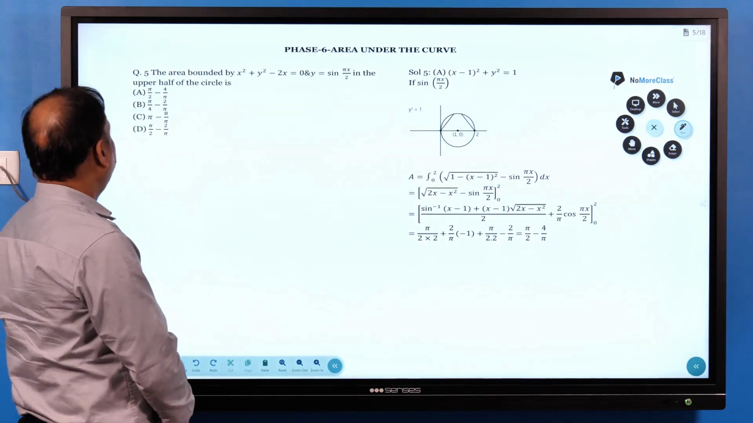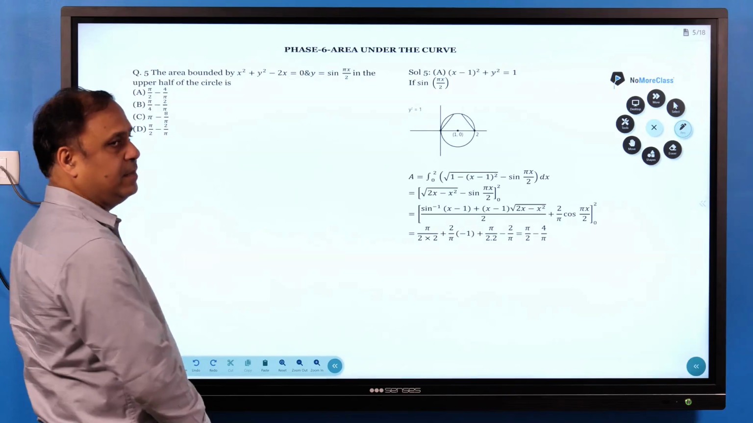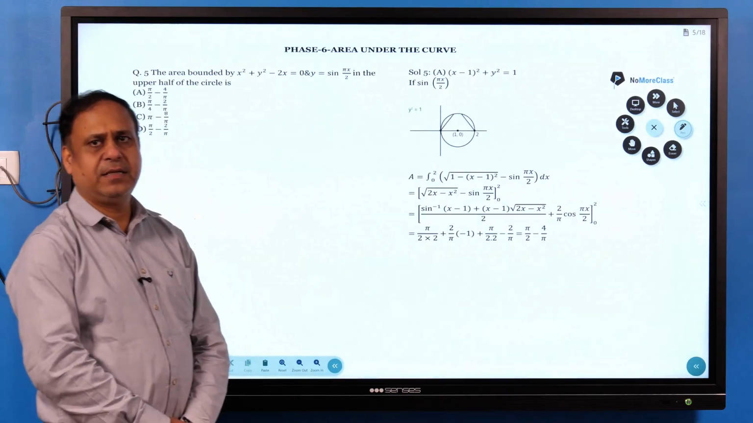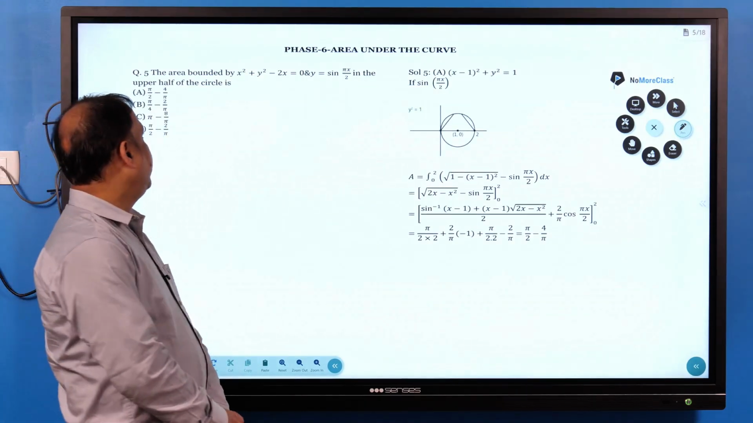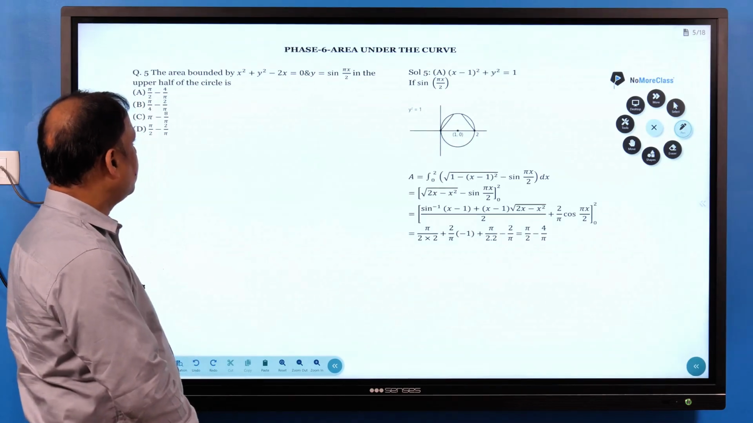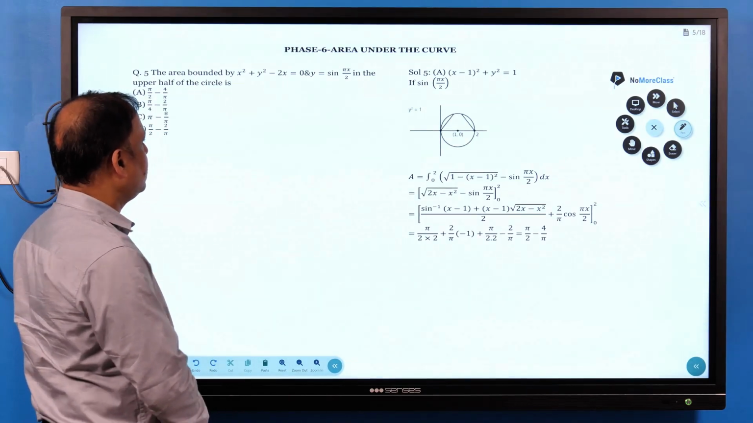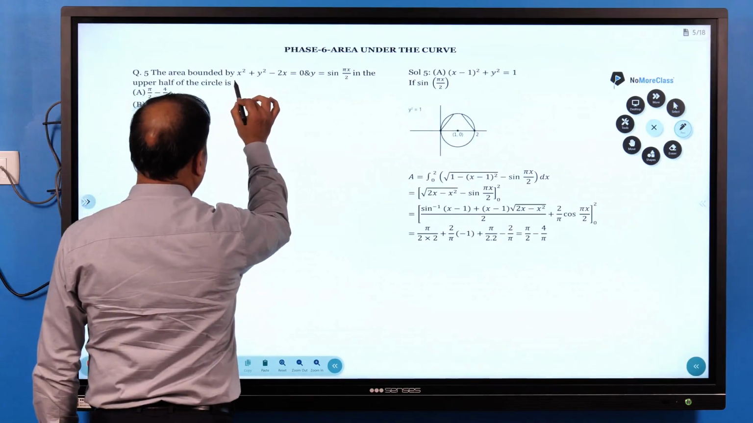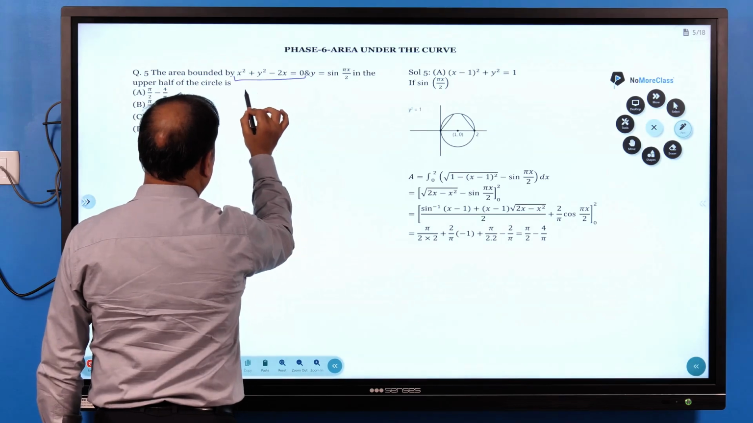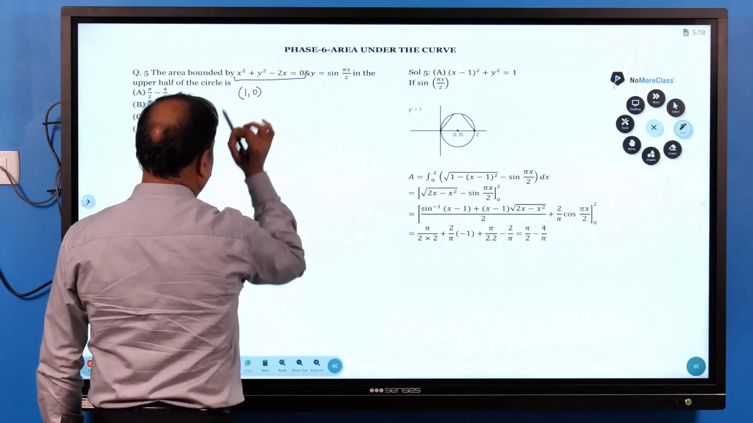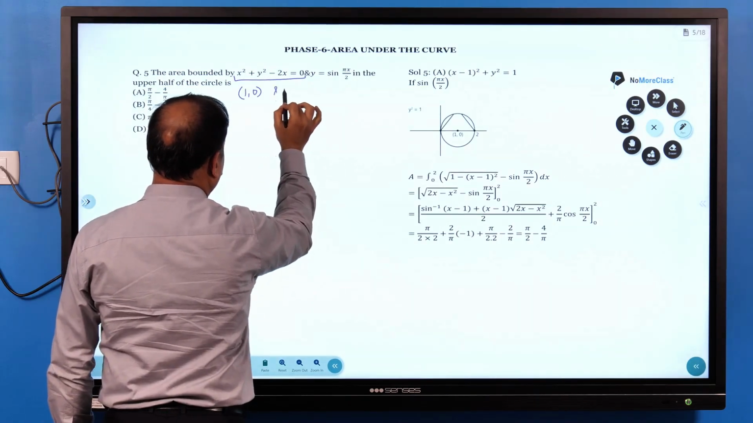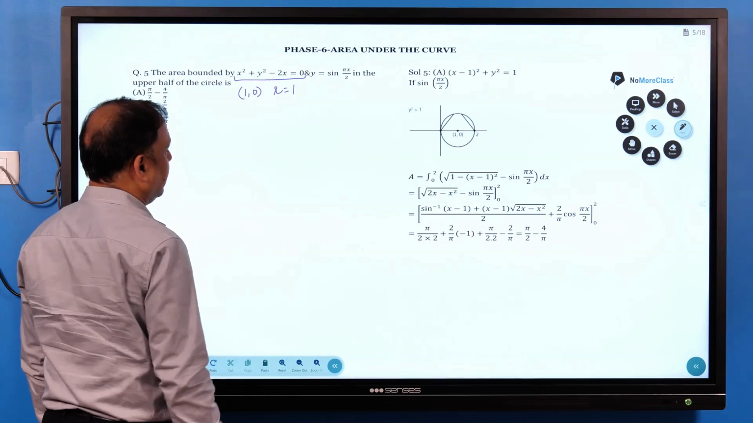So next question, number 5, exercise 2, phase 6, mathematics. Find the area bounded by x square plus y square minus 2x equal to 0. So this x square plus y square minus 2x equal to 0, the center is (1, 0) and the radius is also 1, passing through the origin.